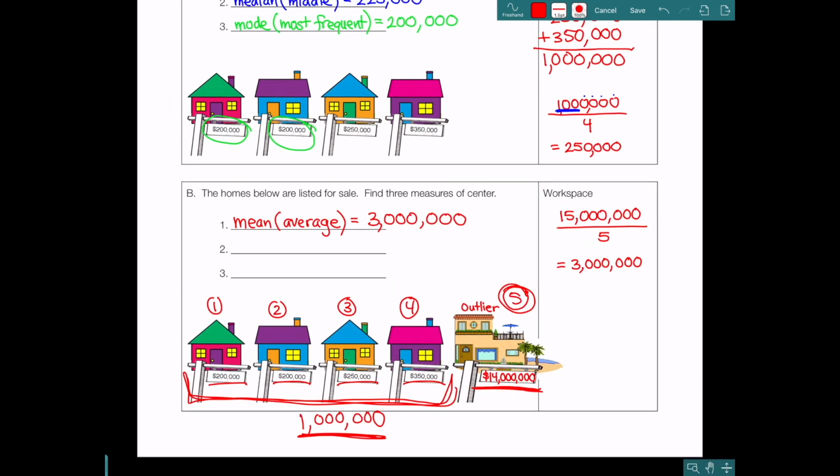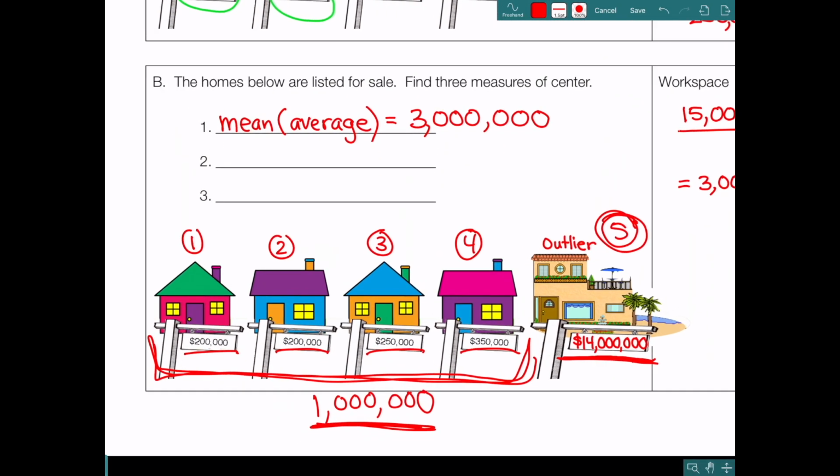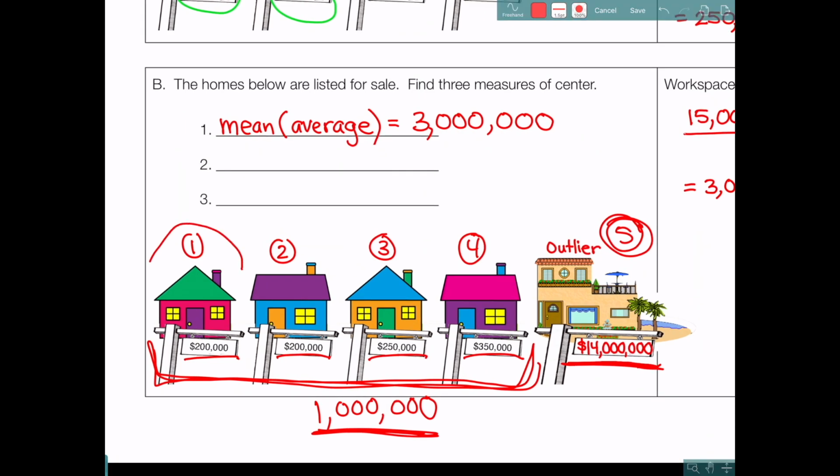And let's see if that makes sense. So the mean is $3 million. And when you look at 3 million compared to house one, 3 million seems really big. It doesn't feel right. And for house two, 3 million versus 200,000, that feels a lot bigger. So it doesn't feel right, even though the math is correct. 3 million compared to 250,000, that feels too big. 3 million compared to 350,000, that feels too big. And then 3 million compared to 14 million, now the 3 million is way too small.